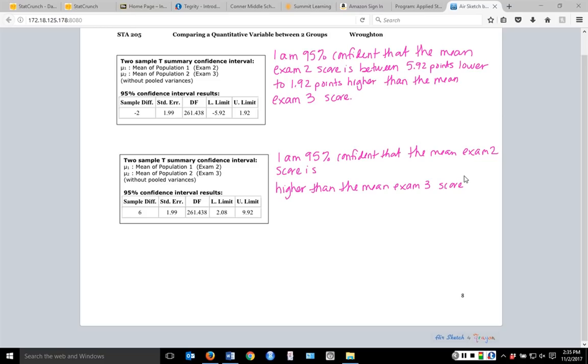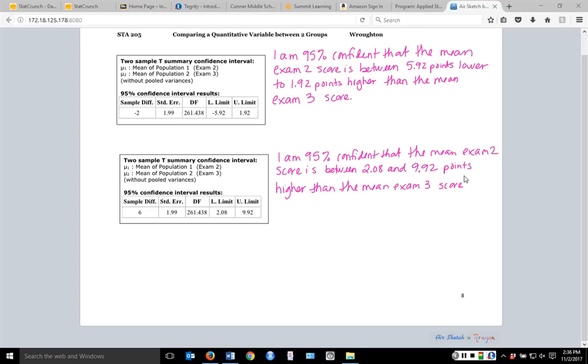Alright, now I'm actually going to put the numbers in. So I'm 95% confident my mean exam 2 score is higher than the mean exam 3 score. But more specifically, it is between 2.08 and 9.92 points higher than the mean exam 3 score.